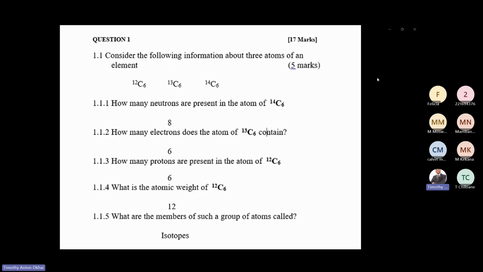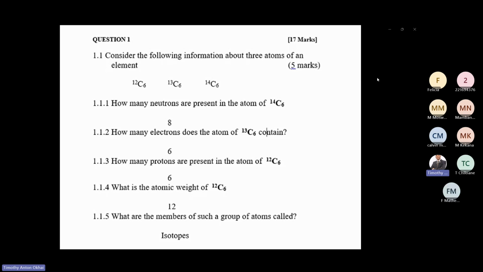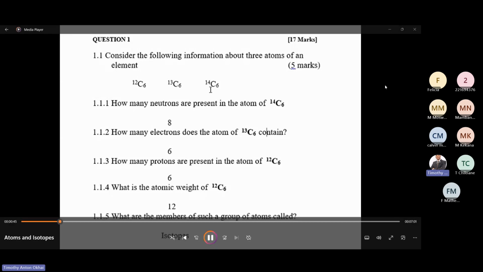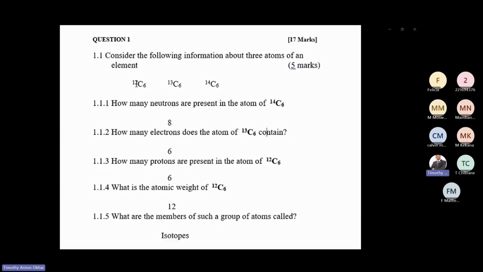The question says, consider the following information about 3 atoms of an element. So here we have carbon 6, carbon 12, carbon 13, and carbon 14. So the element here is carbon, and there are 3 variations of carbon. Now let's look at question 1.1.1. It says, how many neutrons are present in the atom of this carbon here, carbon 14?